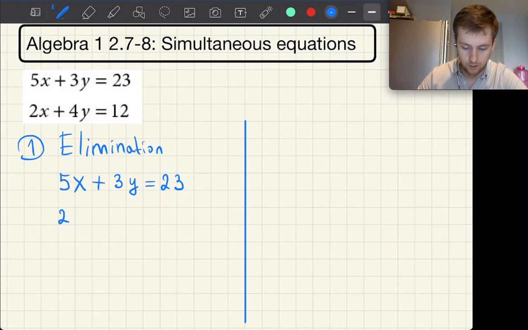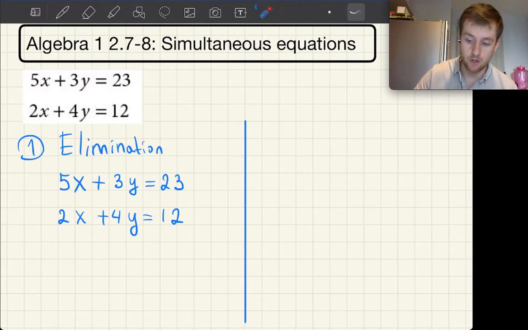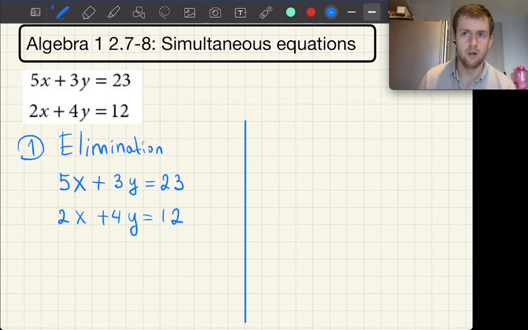Okay, so 5x plus 3y equals 23, 2x plus 4y equals 12. At this point, we can't really eliminate anything. To be able to do this, we have to make x or y have the same coefficient in both equations. So here we have 5x and here we have 2x. The question is, how is it possible to make them the same? They're different right now, 5 and 2.